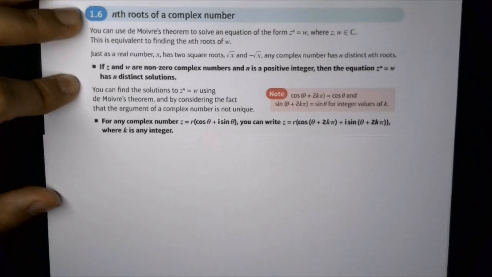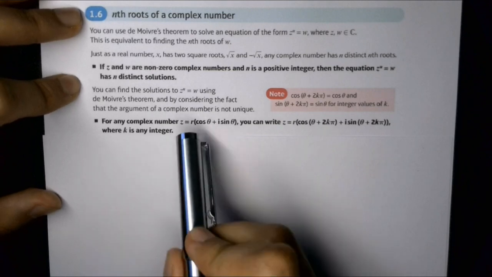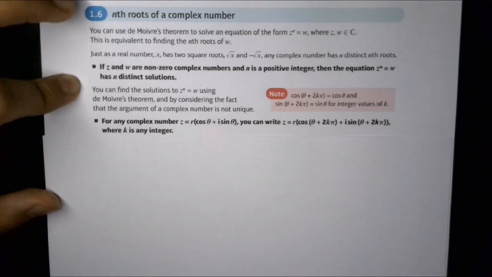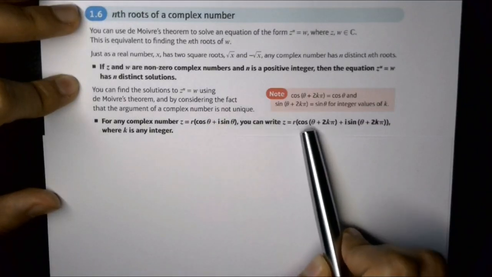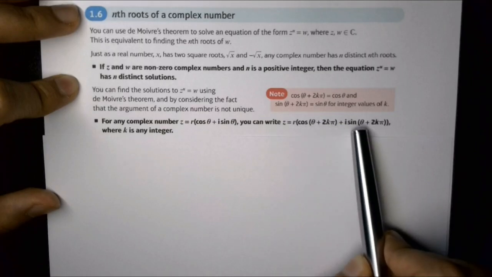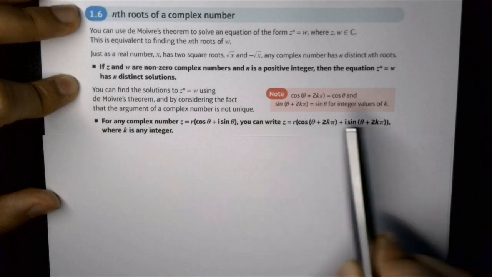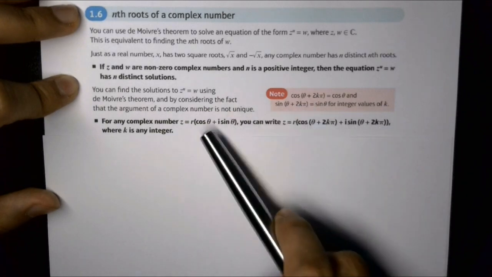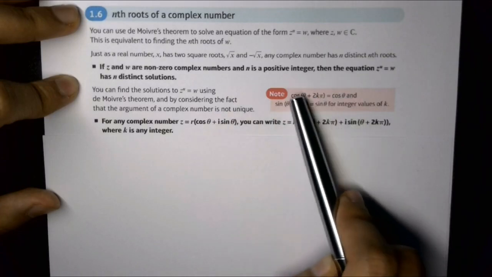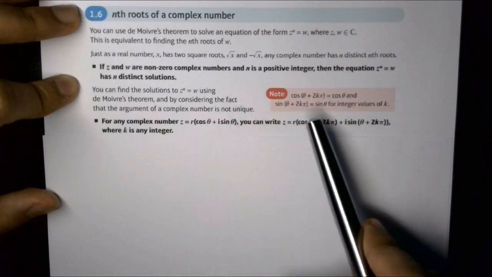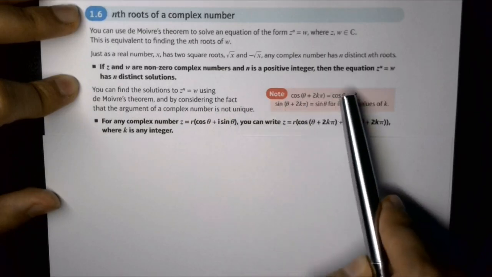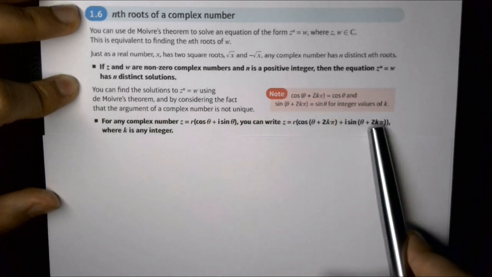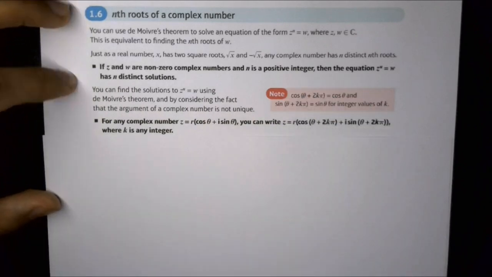And for any complex number z equals r lots of cos theta plus i sine theta, so z has been expressed in mod arg form, you can write z equals r lots of cos of theta plus 2k pi plus i sine of theta plus 2k pi, where k is any integer. So all that's happened here is, since cos theta is equal to cos of theta plus 2k pi, and sine of theta is equal to sine of theta plus 2k pi, we rewrite these results as we see over here. And of course k is an integer.